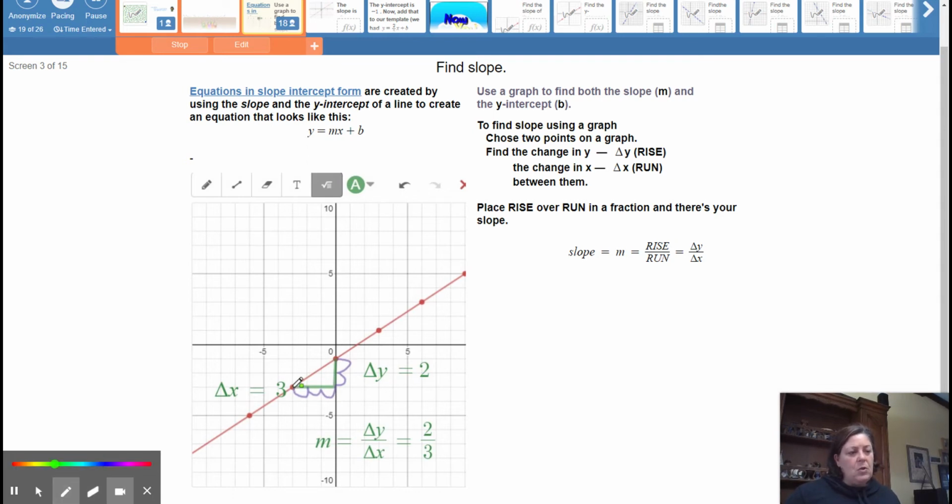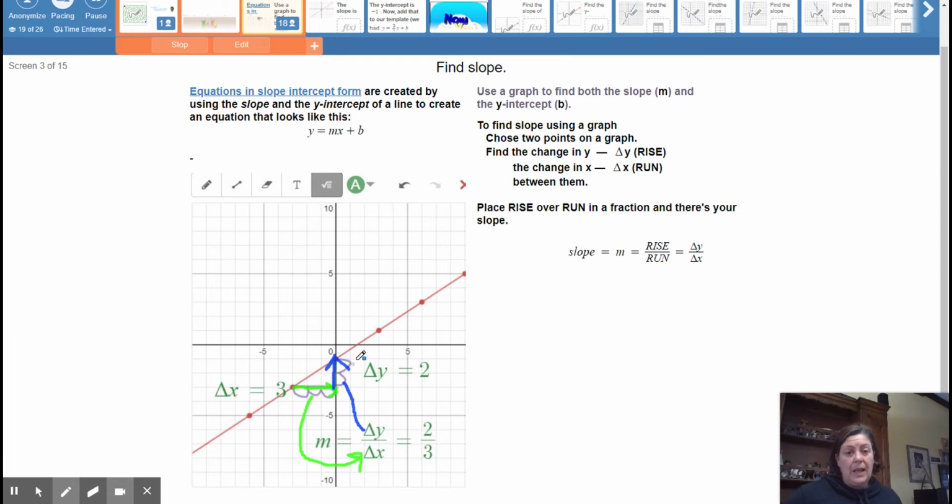Okay, anytime you go left to right or right to left, this is always what we call the run. That is always going to be the number in the denominator. Because we went to the right, that number is positive. Then from there, we went up, and you go up 2 spaces, and again, because that's going up, that is a positive 2, and that's what we call our rise, right? Rise over run.